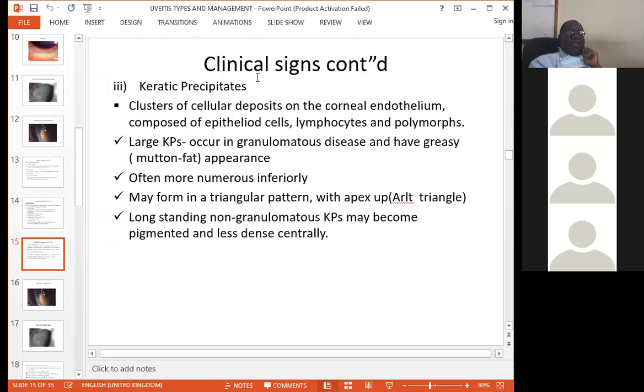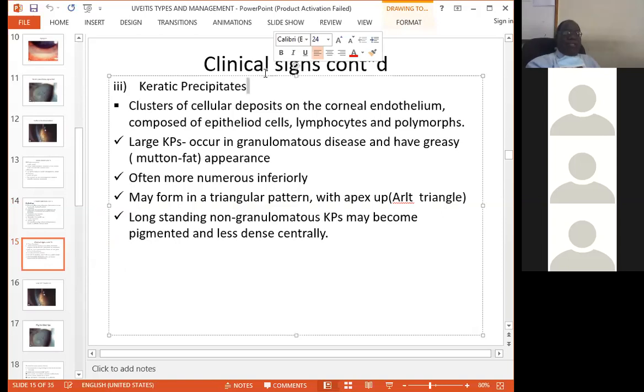Keratic precipitates, we are continuing the clinical features. Keratic precipitates are clusters of cellular deposits on the corneal endothelium. At the back of the cornea, you find these clusters stuck onto the posterior part of the cornea. Those are what we call keratic precipitates. They are not precipitating from the cornea. They are stuck onto the cornea because of the inflammatory activity in the anterior chamber.